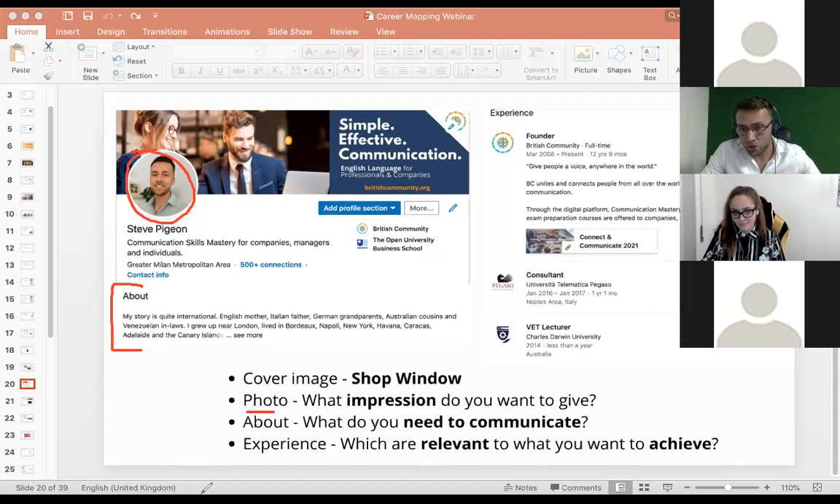The about section is very important. Again, what do you need to communicate? You can have a look at my profile for my example. I won't go into it now. And then we have the experience.